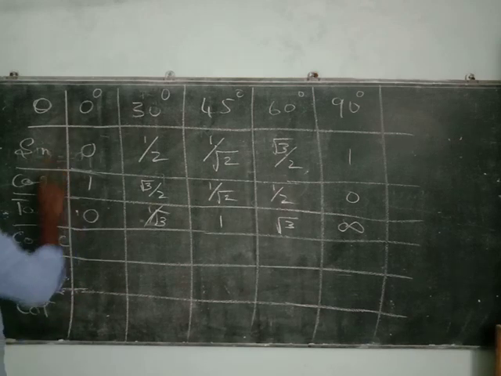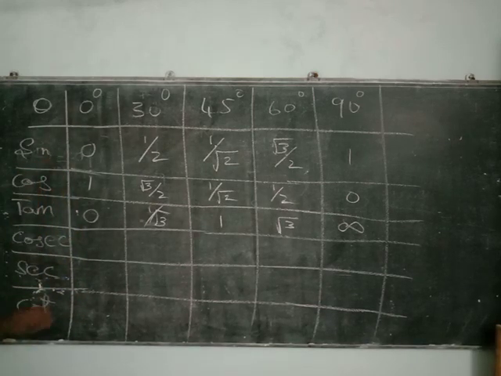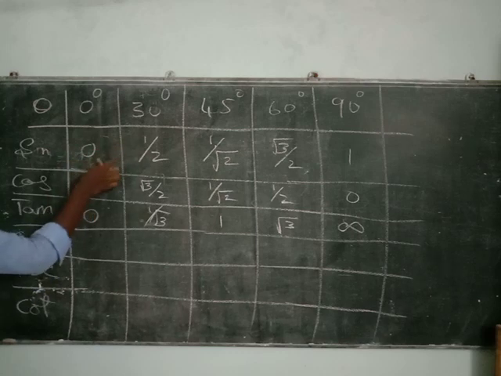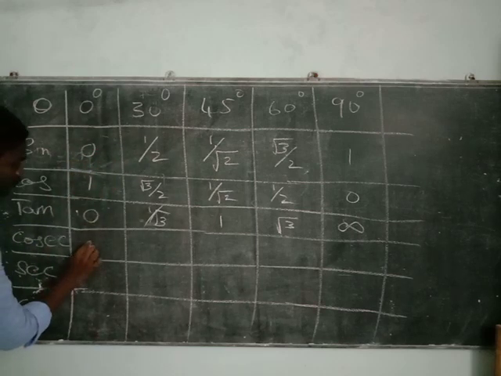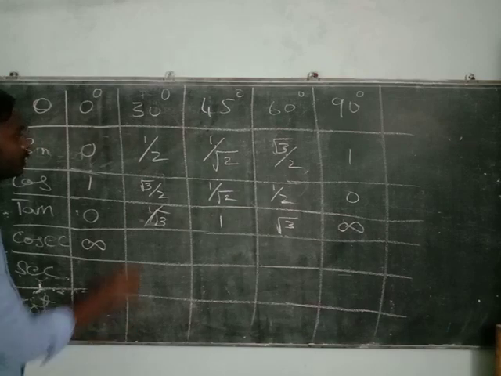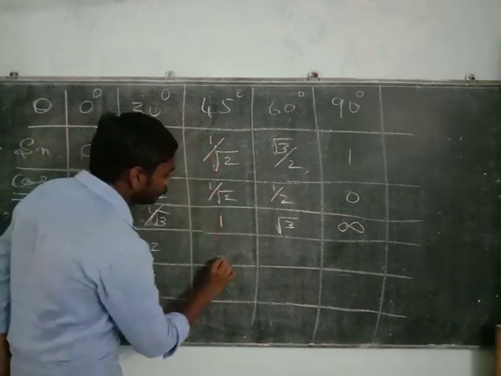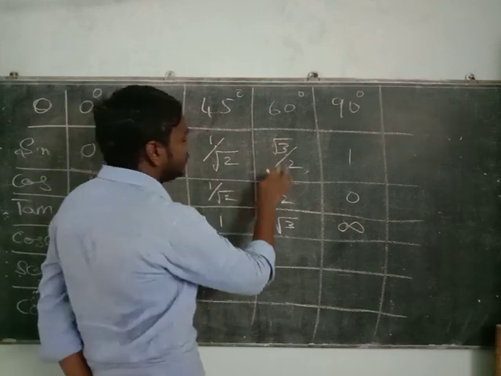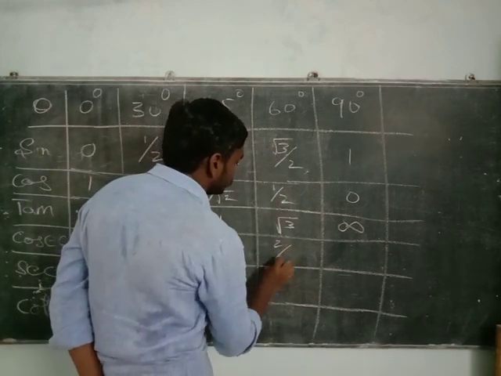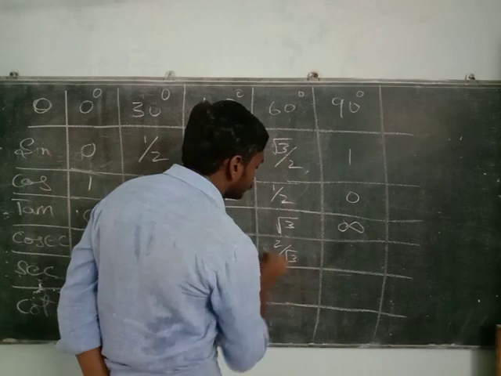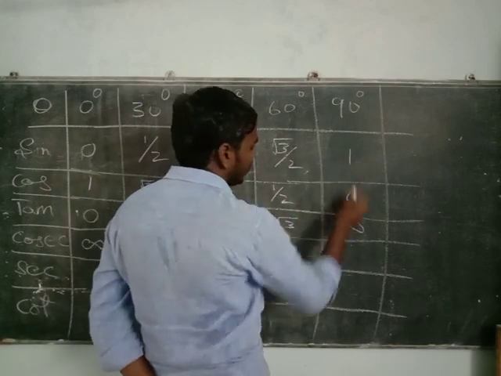Next, cosecant theta is reciprocal of sine. So let it be 0 by 1. Then reciprocal is 1 by 0. Any number divided by 0 is infinity or undefined. Reciprocal of 1 by 2 is 2. Reciprocal of 1 by root 2 is root 2. Reciprocal of root 3 by 2 is 2 by root 3. Reciprocal of 1 by 1 is again 1.